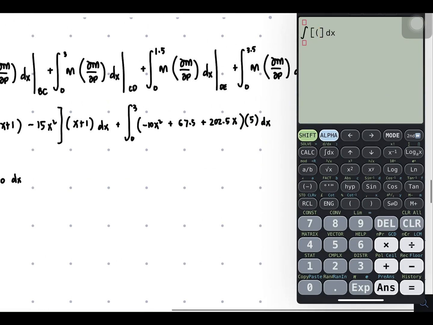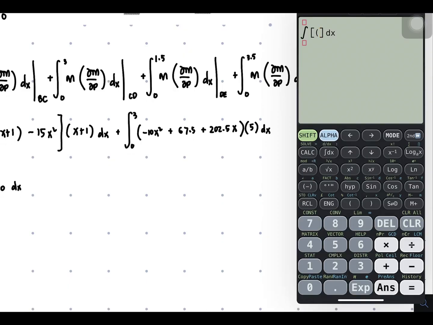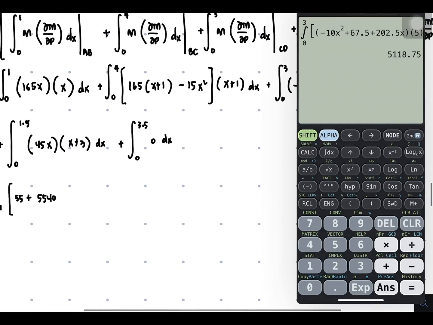Next, the integral of negative 10 x squared plus 67.5 plus 202.5x, then times 5, limit from 0 to 3. So that's 5118.75.